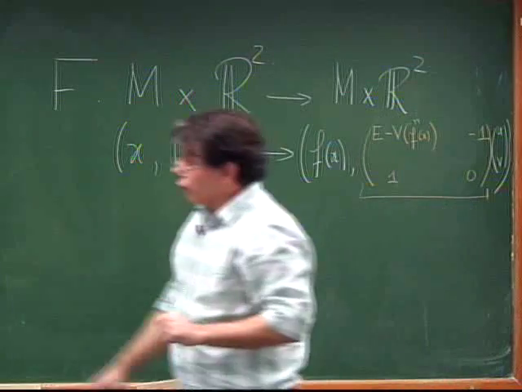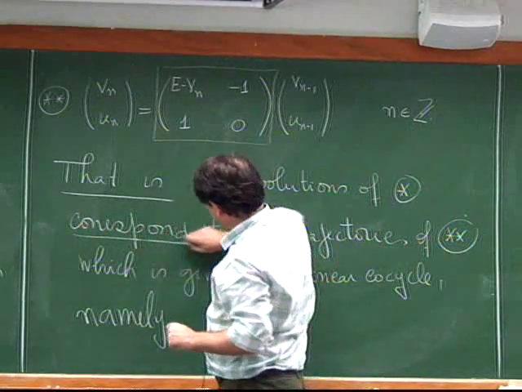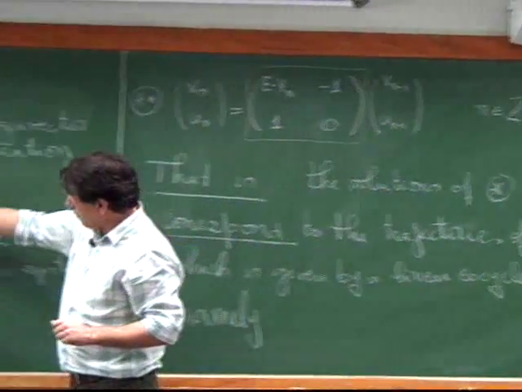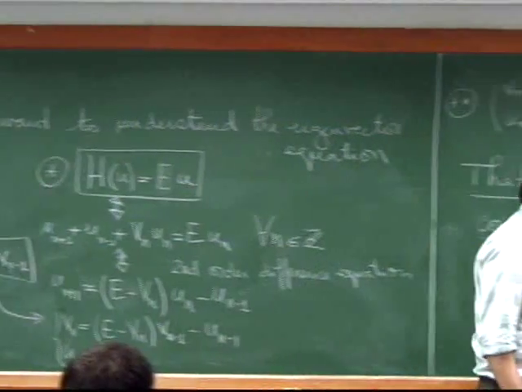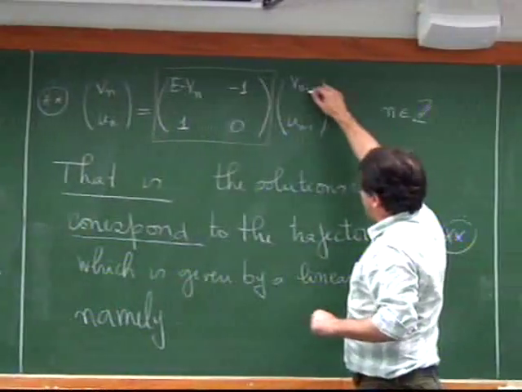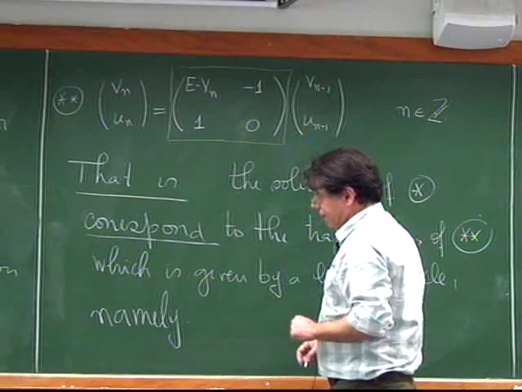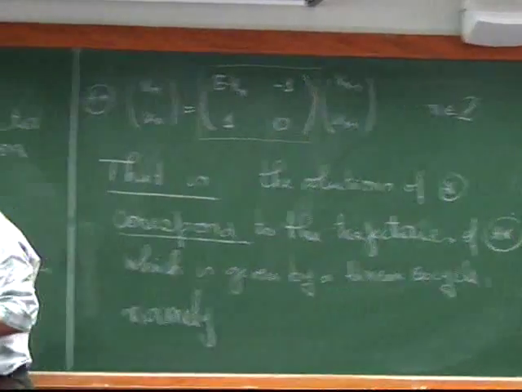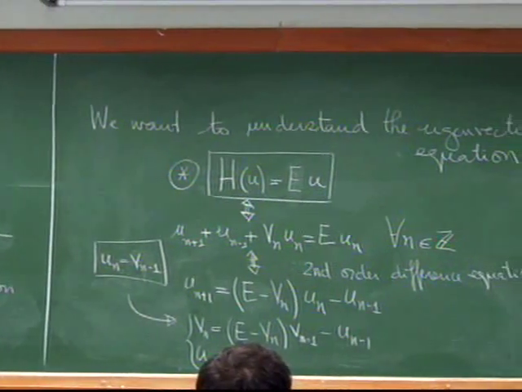When I say corresponds, I was careful here because solutions of this are sequences u_n, and here you have pairs u_n, v_n. But you also have the dictionary. The dictionary is this: v_n is just the shift of u_n. Okay?